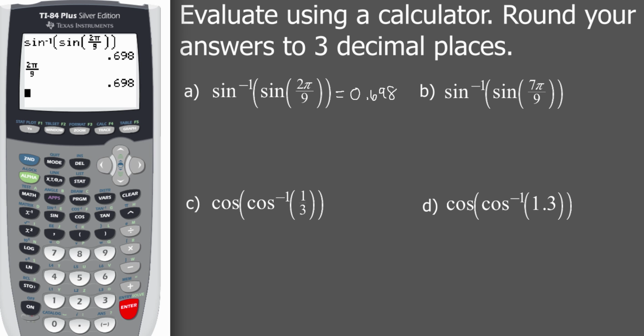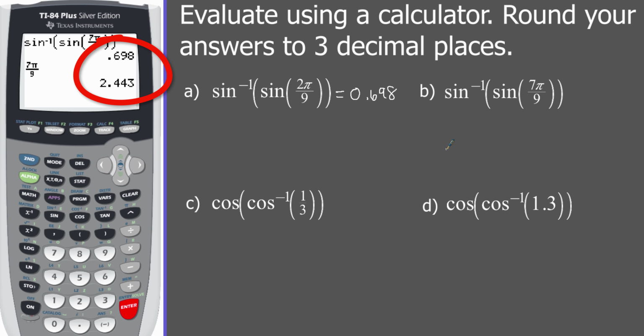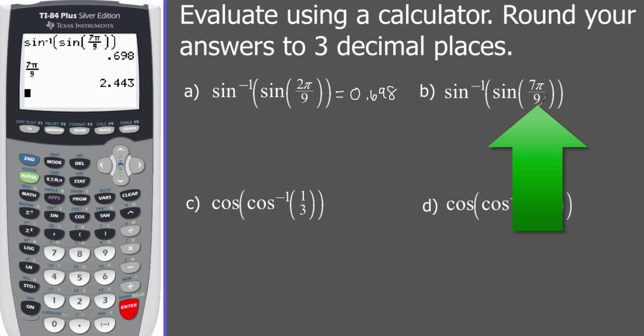But check out what happens on this next one. Go ahead and type in arcsine of sine of 7 pi over 9, and then go ahead and type in 7 pi over 9 and compare those two decimals. Did you guys come up with the same thing that I did? You got 0.698 when you typed in the original function, but if you evaluate just 7 pi over 9, you end up with 2.443, and that's because 7 pi over 9, our angle right here, is actually more than pi over 2, so we can't just cancel those out like we would have on the first one.